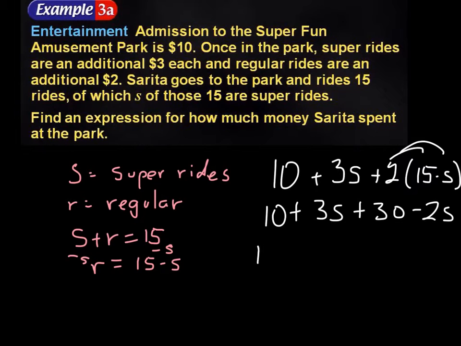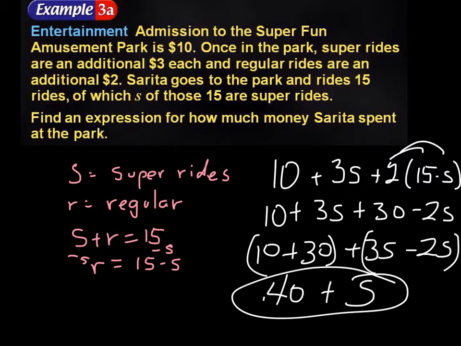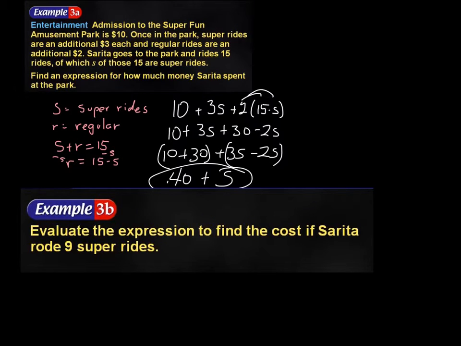And we're going to combine our likes. I'm just going to set them next to each other for 1 second here to make it easier to see. You don't necessarily have to do that step, but if it helps, do. So 10 plus 30 is 40. And 3s minus 2s is 1s, and we don't normally write the s. So she spent $40 plus however many super rides she went on. So the easy part is to evaluate the expression to find the cost if she rode 9 super rides. So all we have to do is 40 plus 9 is $49. Hope she had a good time.